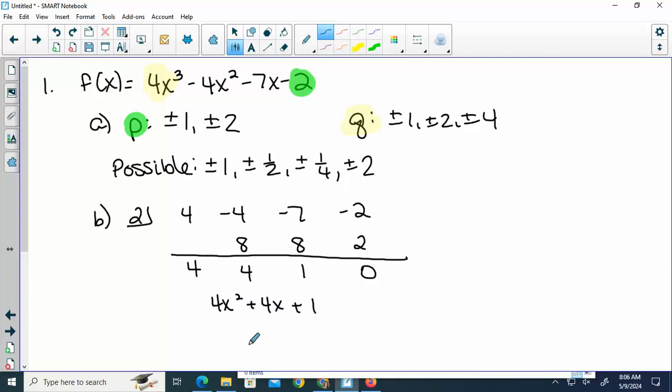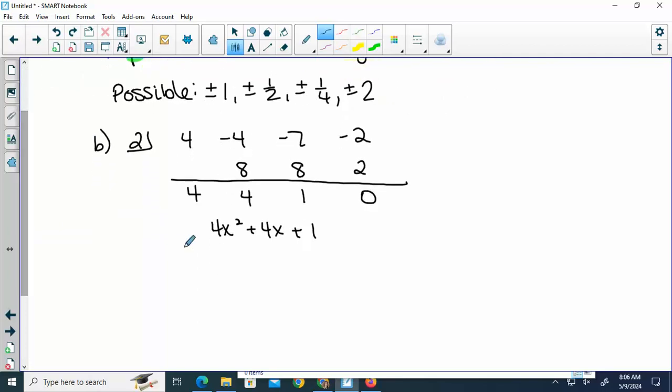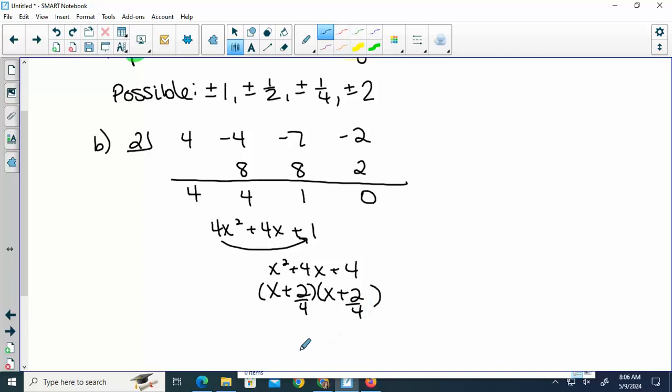Now we could just find another one of our zeros that worked, or it's more time efficient once you get to the point where you can factor it, just to go ahead and factor this. So we could do slip and slide. What numbers multiply to 4 and add to 4? And then we need to divide those by 4. So we get 2x plus 1, 2x plus 1.